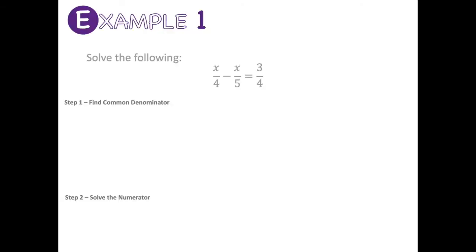In the first example, I've got x over 4 subtract x over 5 is equal to 3 over 4. The first step is to find a common denominator. The common denominator we want is the lowest common denominator, and my denominators at the moment are 4 and 5. My lowest common denominator of 4 and 5 is going to be 20. So I want to turn all of my denominators into 20.